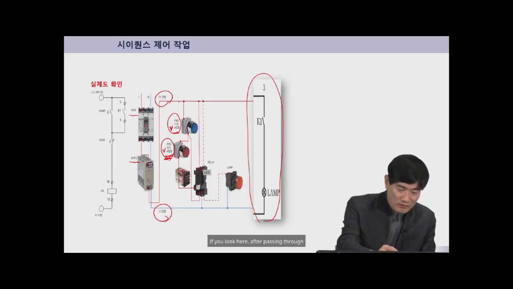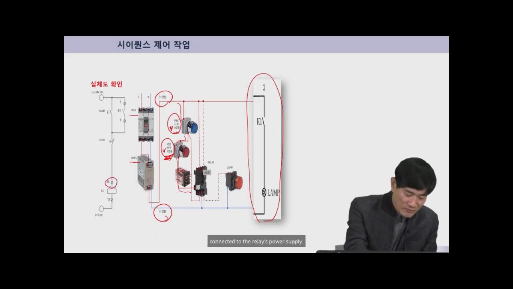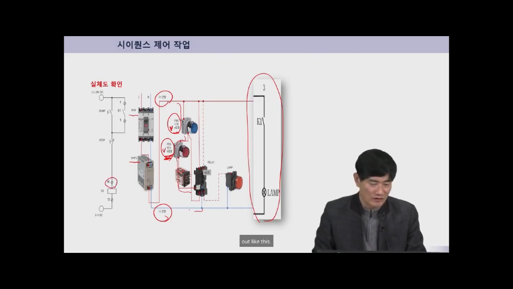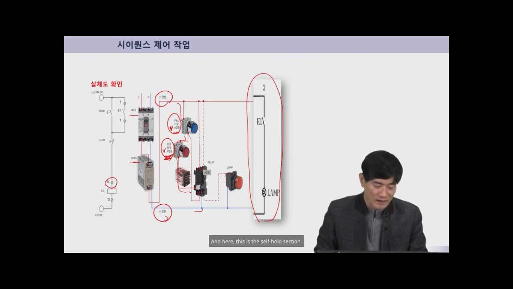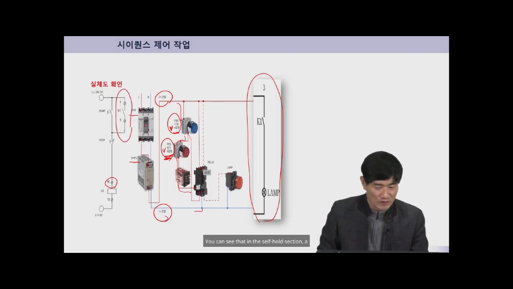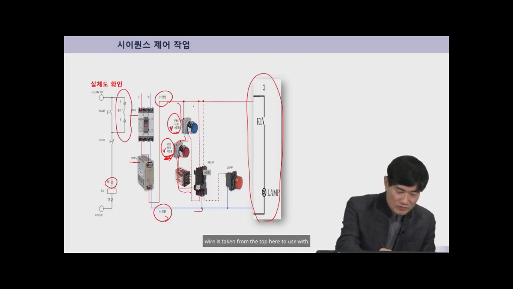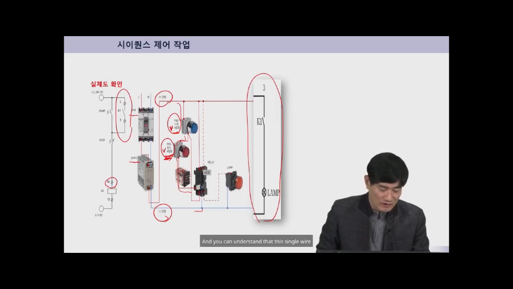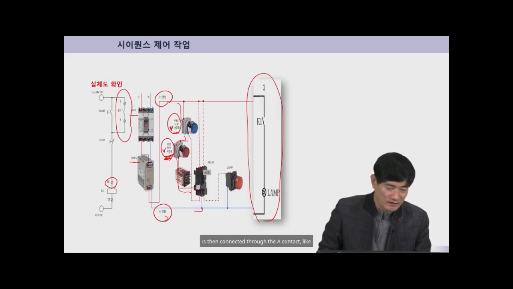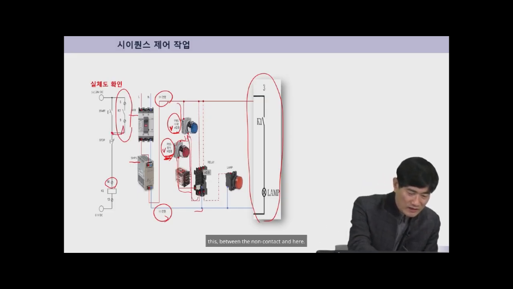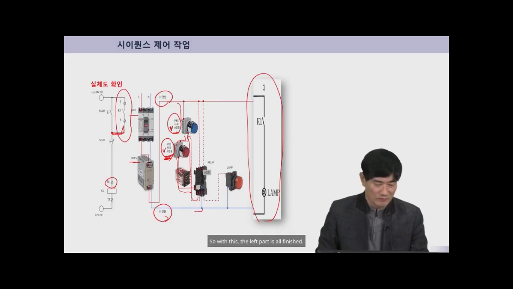If you look here, after passing through the NFB and the SMPS, the circuit is connected to the relay's power supply. And you can see that the negative power flows out like this. And here, this is the self-hold section. You can see that in the self-hold section, a wire is taken from the top here to use with the normally open contact, the A contact. And you can understand that this single wire is then connected through the A contact like this, between the NO contact and here. So with this, the left part is all finished.